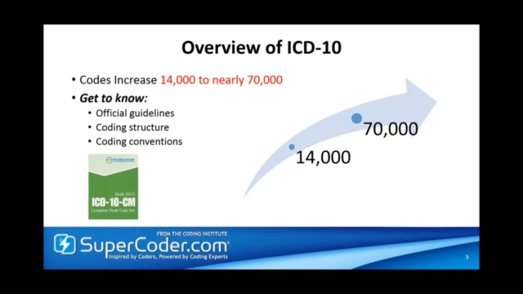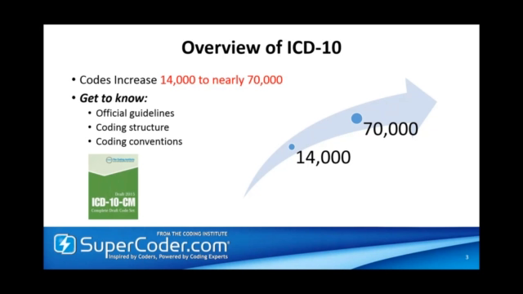The biggest change that you'll notice is the enormous increase in codes from 14,000 in ICD-9-CM to nearly 70,000 codes in ICD-10-CM. Everyone, even specialty practices, needs to have a basic foundation of ICD-10 knowledge in the official guidelines, coding structure, and coding conventions to be successful in coding ICD-10. Don't panic. Just because there are more codes does not mean you will be unable to learn how to use the code set. As long as you understand the structure, you'll be taking a giant leap forward to success.